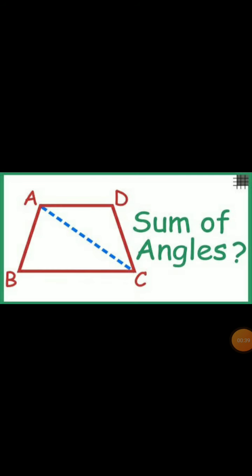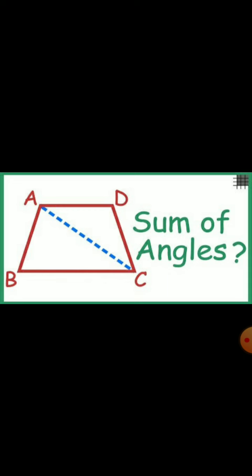Now let us recall the angle sum property of a quadrilateral. If we have quadrilateral ABCD, what is the angle sum property for it? Students, recall that we have learned the angle sum property of a triangle, that the sum of all angles of a triangle is 180 degree. Similarly, we have an angle sum property for a quadrilateral. If we draw a diagonal for a quadrilateral, in the figure you can see we have drawn diagonal AC.